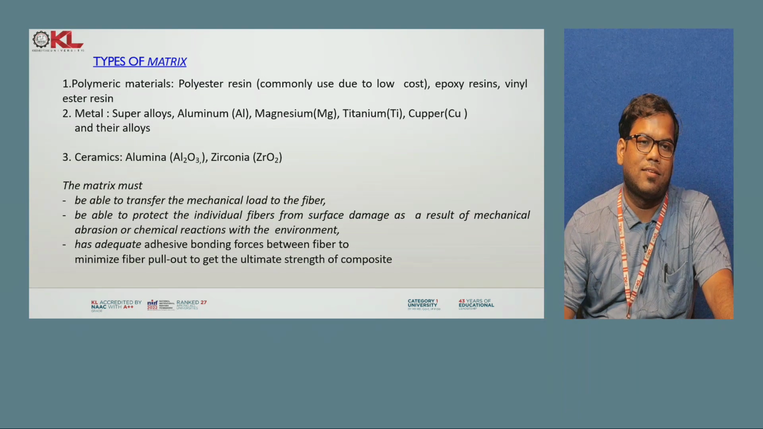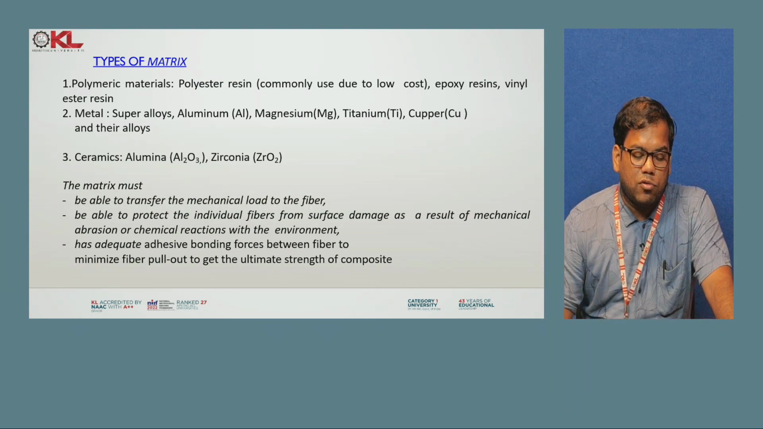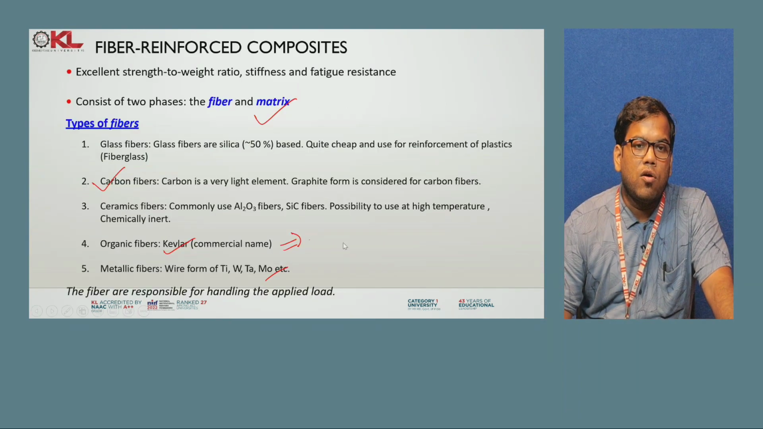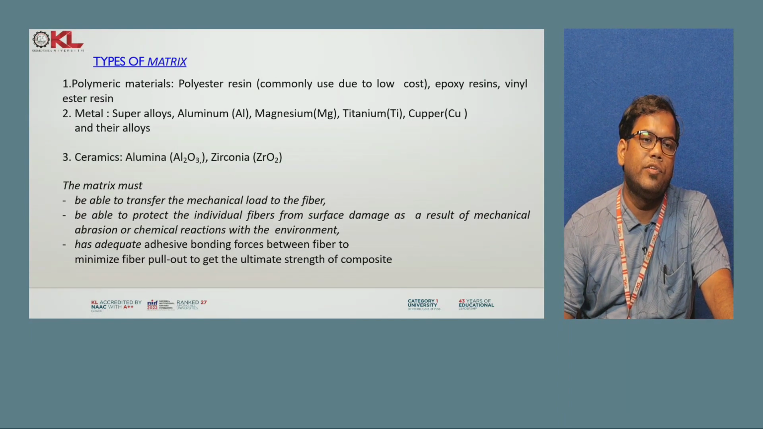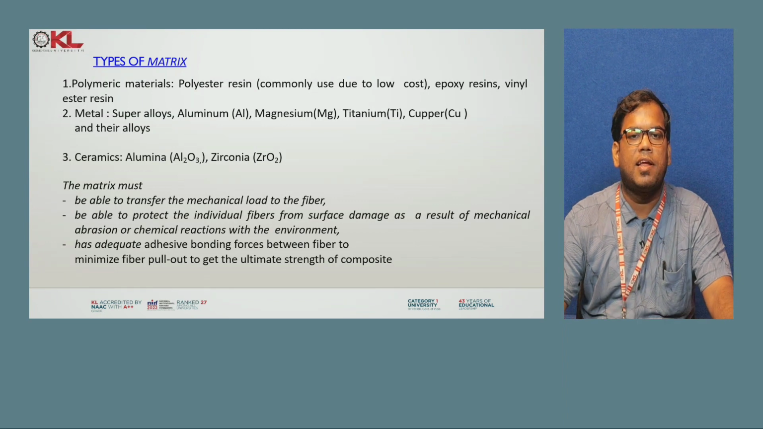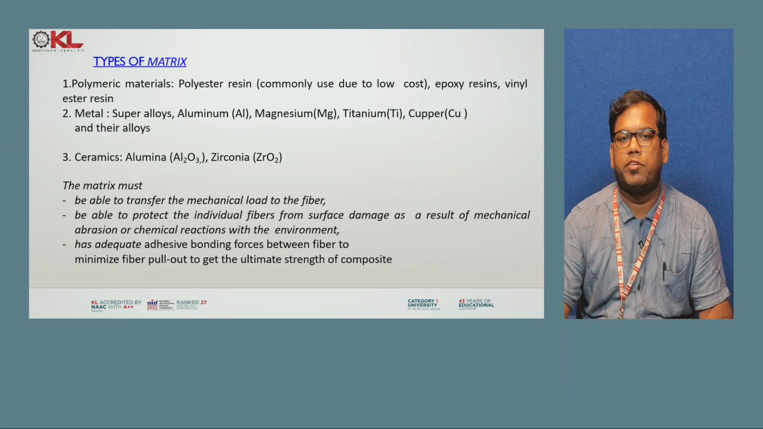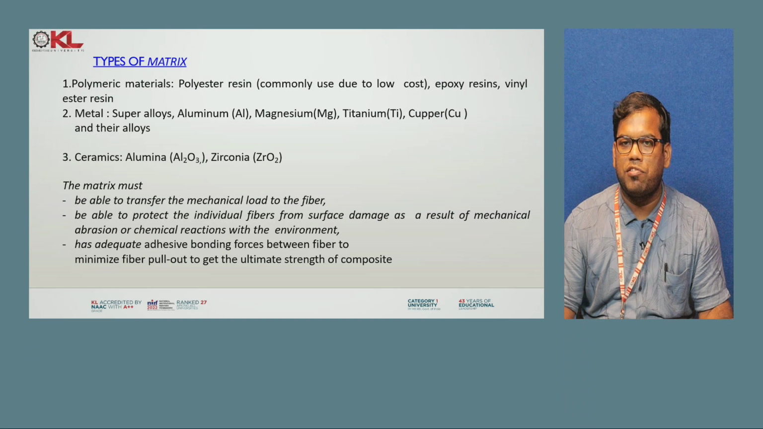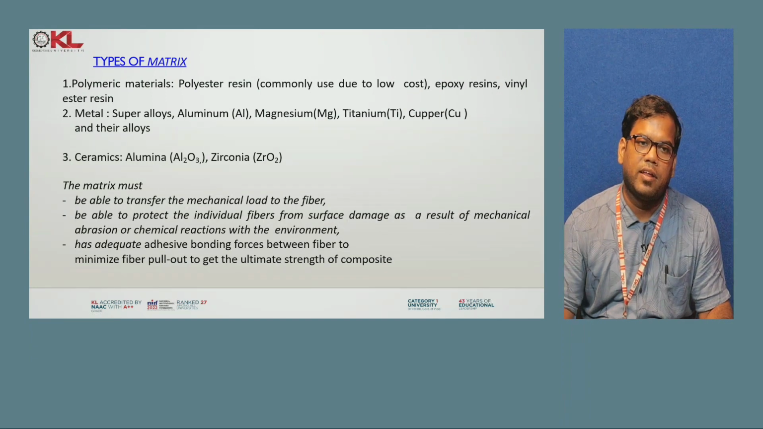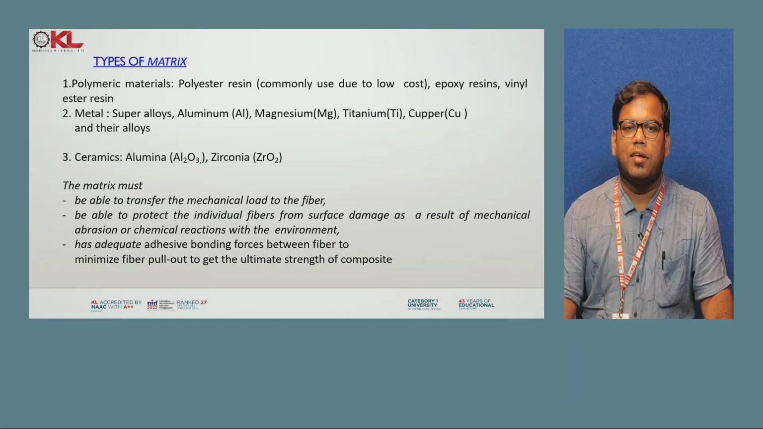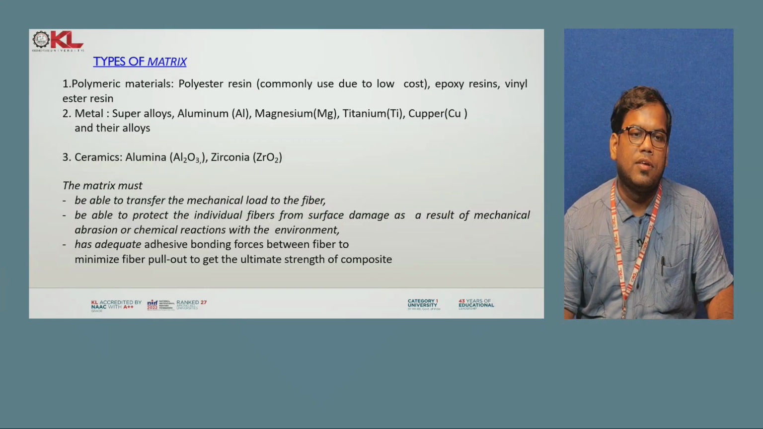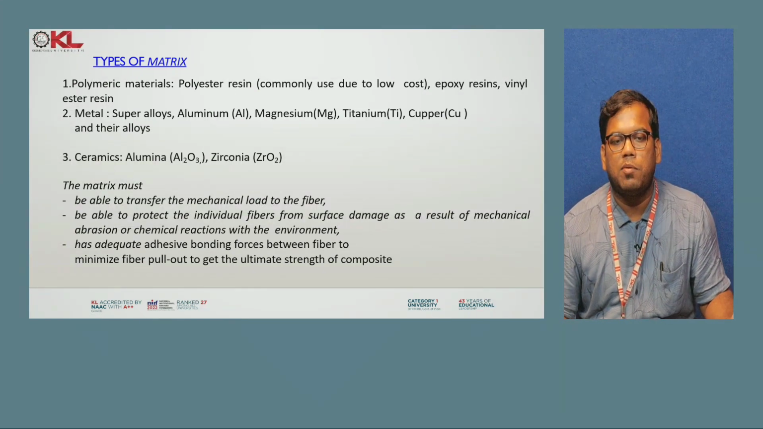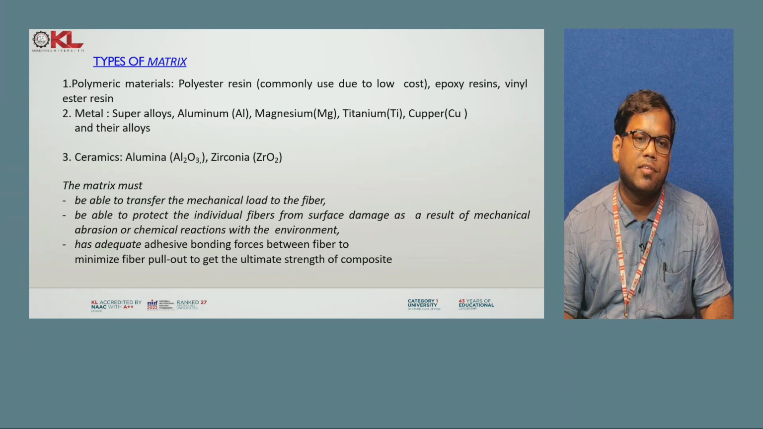Types of matrix. So this fiber along with matrix will be called a fiber reinforced composite. So what type of matrix is used in fiber composites? It can be polymeric material: polyester resin, commonly used due to low cost, epoxy resin, vinyl ester resin. Metal, such as superalloys, aluminium, magnesium, titanium, copper and their alloys. Ceramic, such as alumina or aluminum oxide, zirconia, zirconium dioxide.